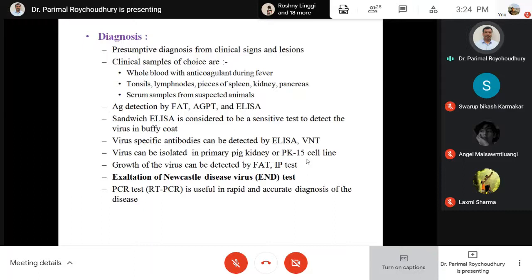So earlier, when this kind of molecular and improved tests were not available, people performed one test called the INAT test. Of course, these are not absolute nowadays.